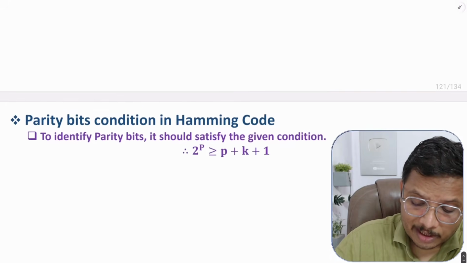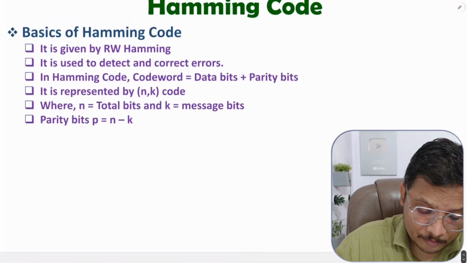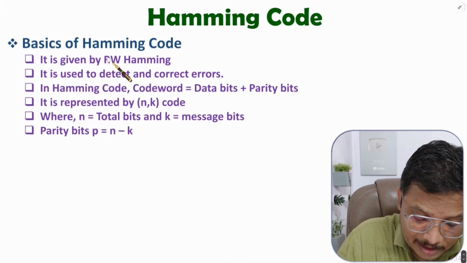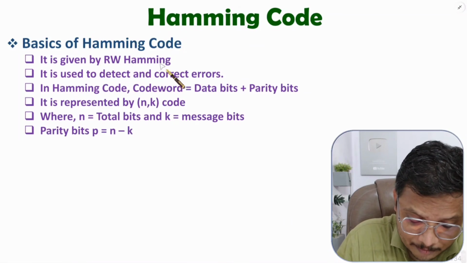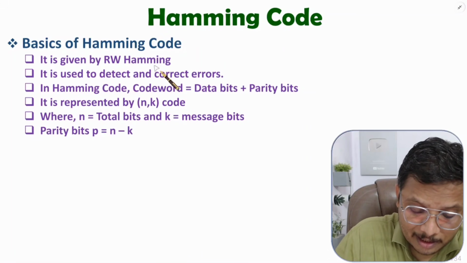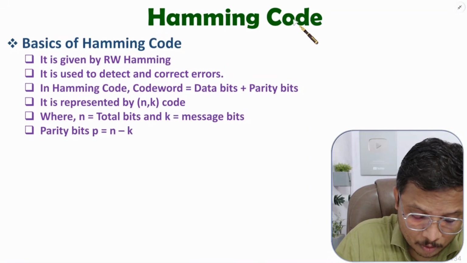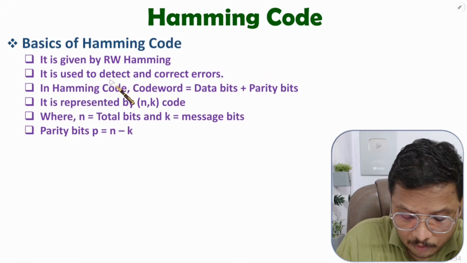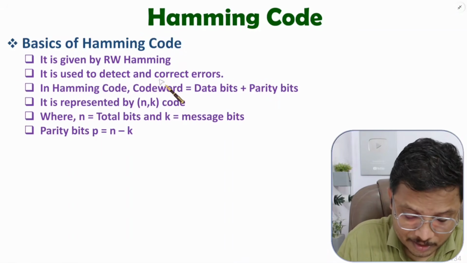So let us first see the basics of Hamming code. This Hamming code was initially given by R.W. Hamming, and based on his name only, this code is called Hamming code. This code is used for error detection and error correction.